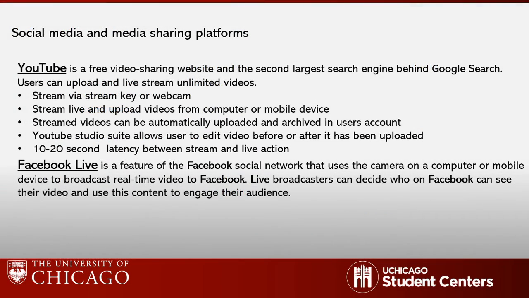The other is Facebook Live. Facebook Live is a feature of Facebook's social network that uses the camera on a computer or mobile device to broadcast real-time video to Facebook. Live broadcasters can decide who on Facebook can see their video and use this content to engage their audience. So Facebook is beneficial because it allows you to cater your audience based on your friends already in Facebook.